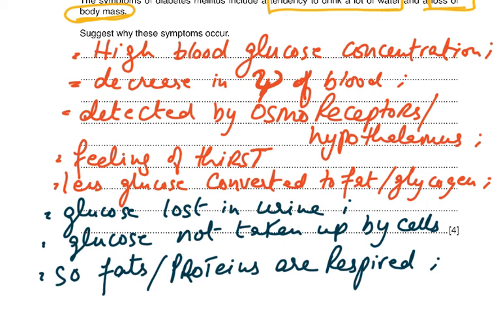So, high blood glucose, decrease in water potential detected by osmoreceptors of the hypothalamus. Feeling of thirst, less glucose converted to fat, glucose lost in the urine, glucose not taken up by the cells, because it's going to filter out but not be reabsorbed. The kidney is unable to reabsorb so much glucose being filtered out. So fats and proteins will be respired. Why do you lose weight? Because the fats and proteins are being respired.